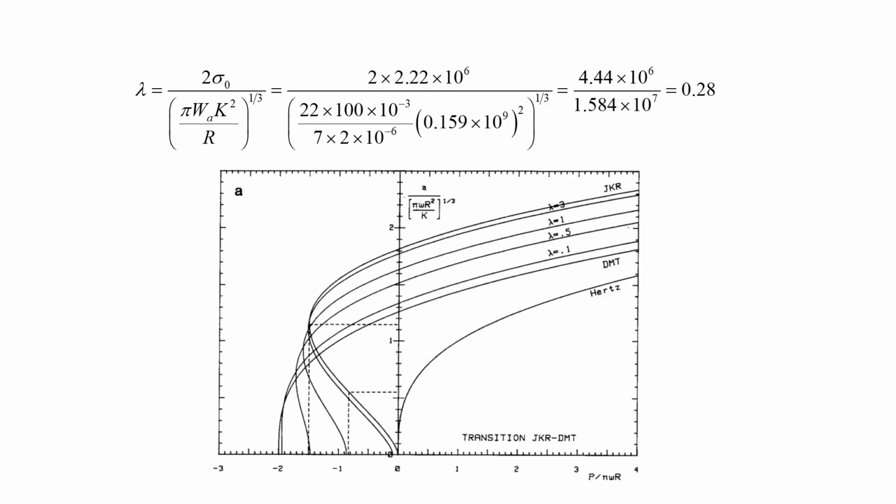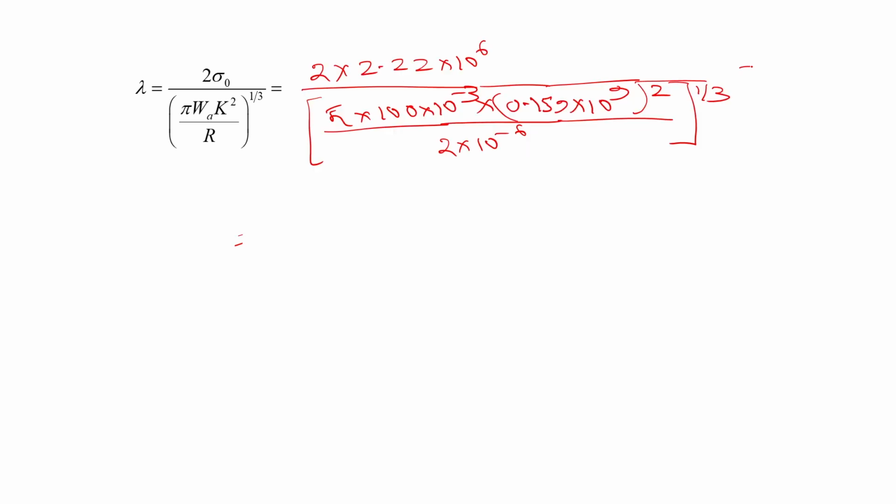So, here this value comes out to be 4.44 into 10 to the power 6 divided by 1.584 into 10 to the power 7. So, the whole thing comes out to be 0.28. See, if I had taken it to be 10 instead of 2.2, that mistake that I mentioned, this would be about 5 times more than that, about 1.25 or 1.3 or like that. So, it really does not matter, but anyway.